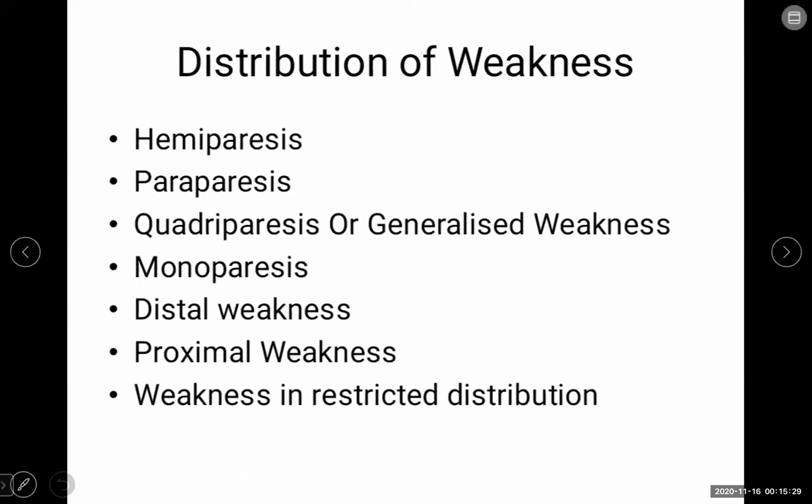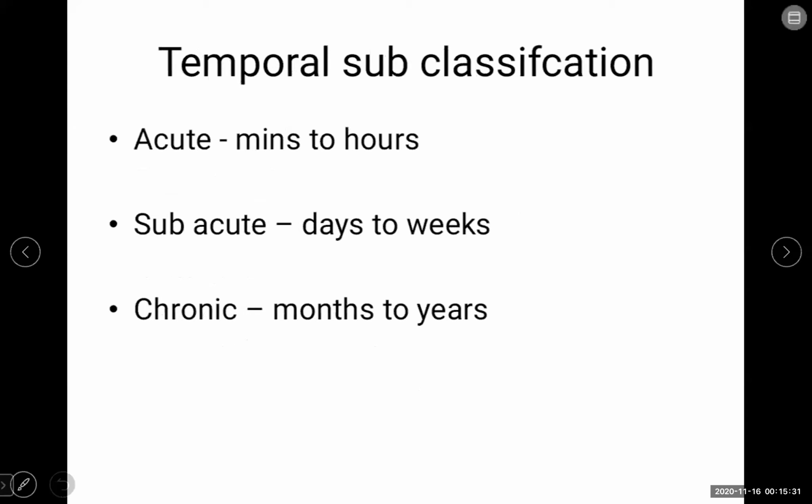Now, coming on to temporal subclassification. So, suppose a patient comes with hemiparesis, you tend to ask how long the duration was. It could be acute being a few minutes to hours, subacute meaning days to weeks, or chronic being months to years. Now, a temporal subclassification once again helps to narrow down the etiology.